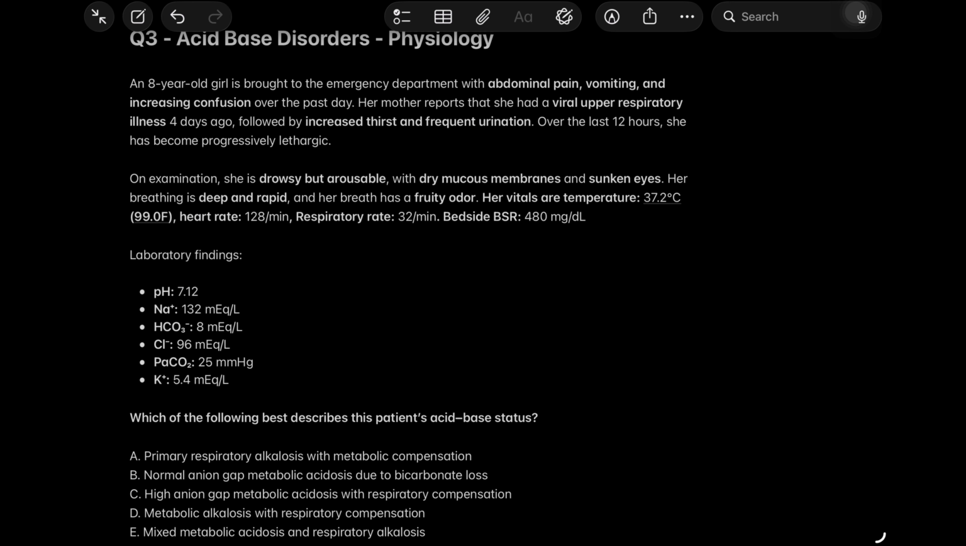Her vitals are 99 degrees Fahrenheit. Her heart rate is 128 beats per minute. Her respiratory rate is 32 breaths per minute. And her bedside BSR is around 480 milligrams per deciliter.